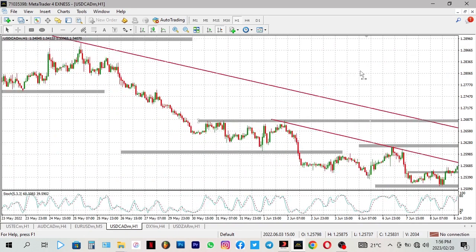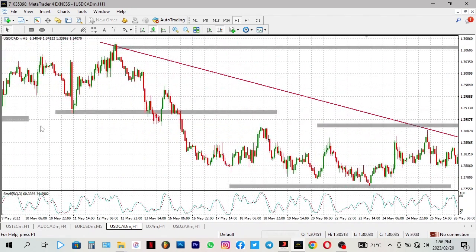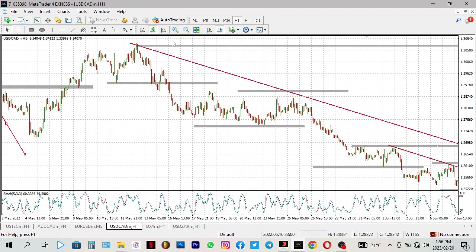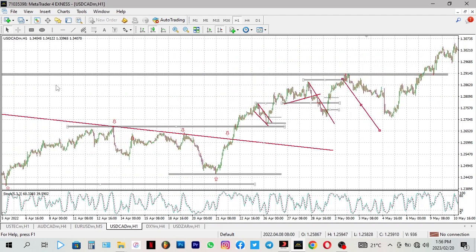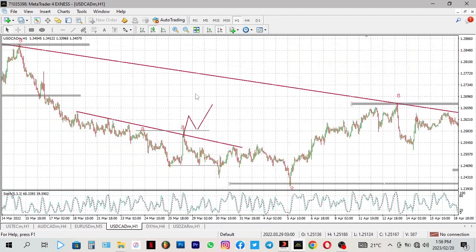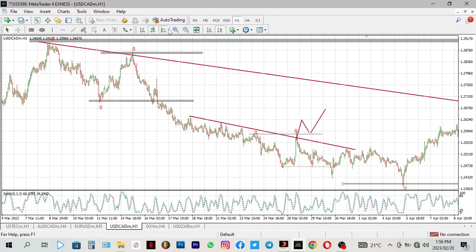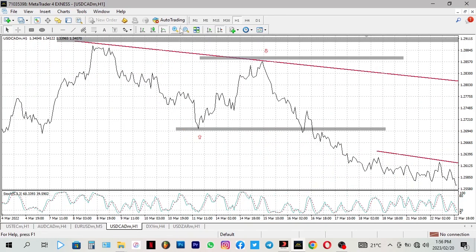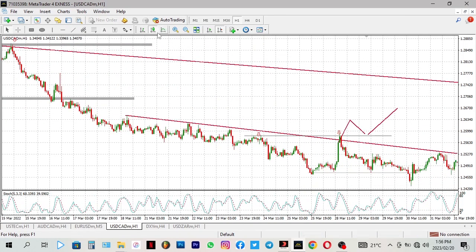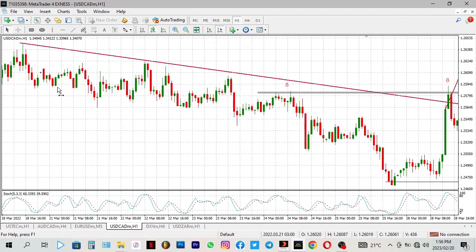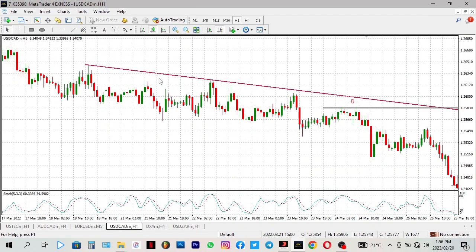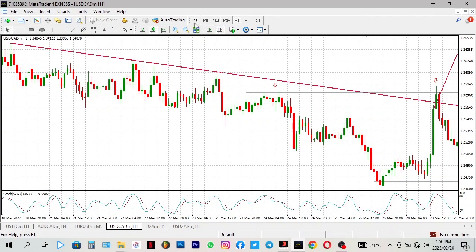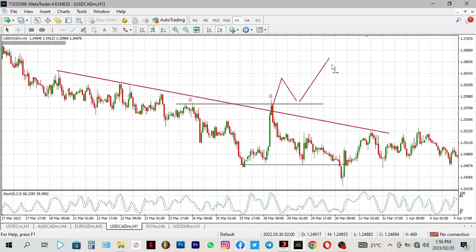So let me just show you fake breakouts. I have something for you over here. Let me show you fake breakouts. This is an example of a fake breakout.